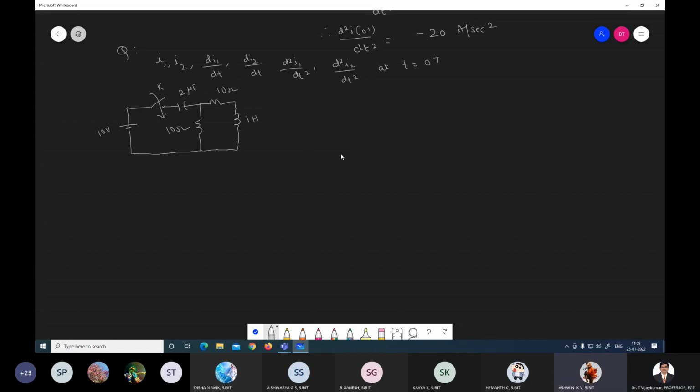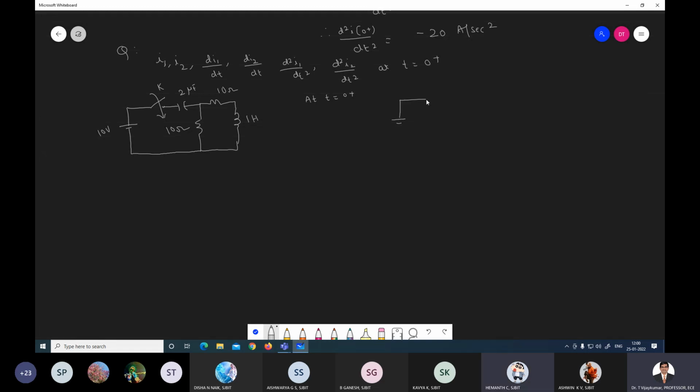Sir, where is I1, I2, sir? You have to assume. He asked to find out I1, I2, di1 by dt, di2 by dt, d square I1 by dt square, d square I2 by dt square at t is equal to 0 plus. All you have to find out is t is equal to 0 plus only. At t is equal to 0 plus, what is the circuit?